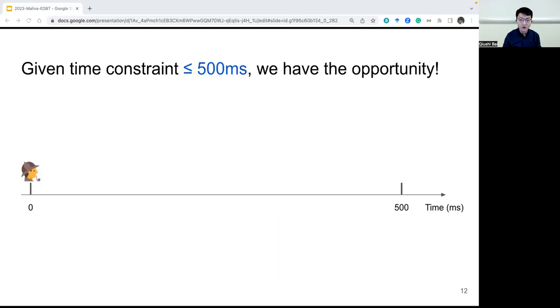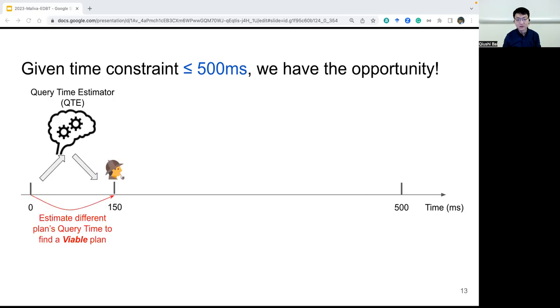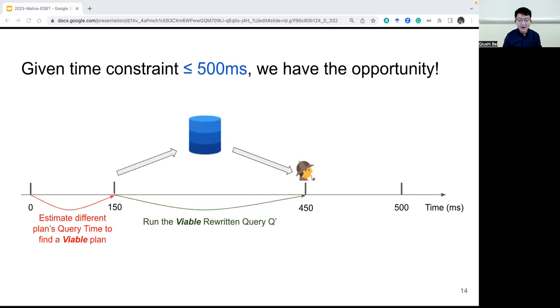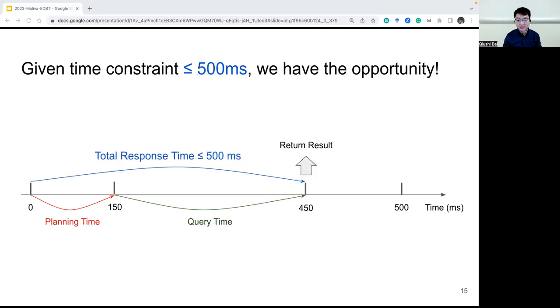However, this opens up a new opportunity for us to develop a middleware solution. Since we know the time constraint is 500 milliseconds, we can utilize the expensive estimators to help the database generate a good plan. For example, we can spend 150 milliseconds on the estimators to evaluate different plans' query time and find a viable plan. If the viable plan only runs for 300 milliseconds, then we still meet the 500 milliseconds deadline.